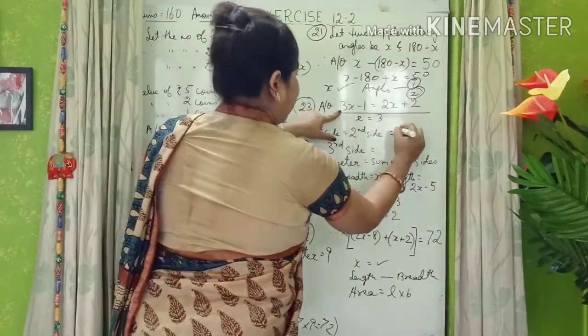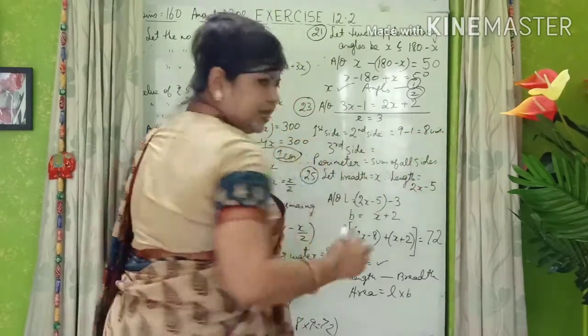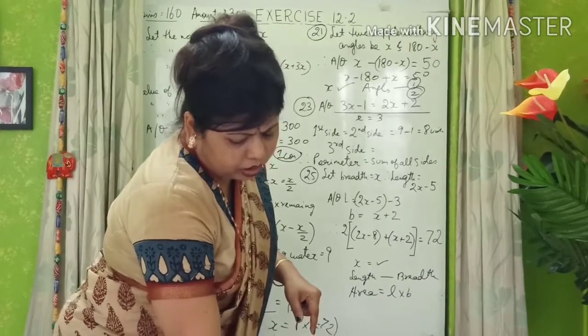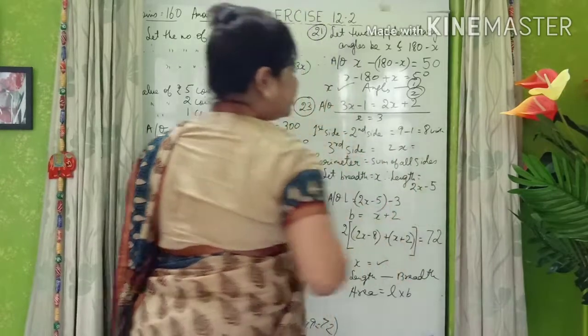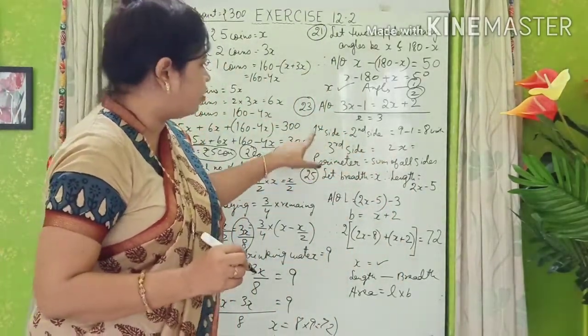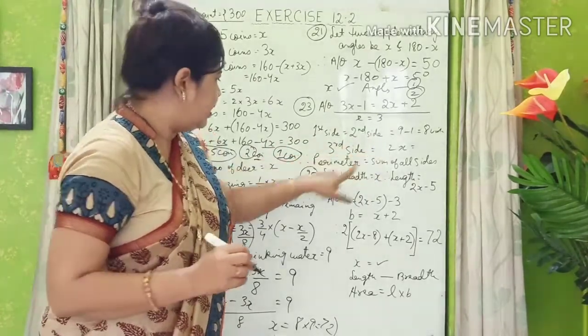So 3 times 3 is 9, minus 1, that is your 8 units. And the third side is already given here. Your third side is 2x units. Follow? So when you know your first side, second side and third side, 2x means 2 into 8 here.